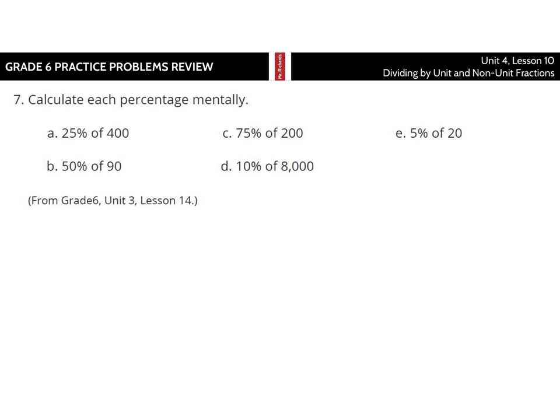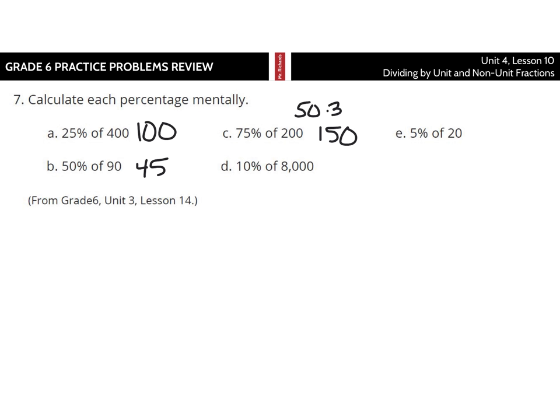And our last question for this lesson, calculate each percentage mentally, 25% of 400. Well, 25% is 1/4. It's dividing by 4, so you'll get 100 here. Half, 50% of 90, well, same thing, right? Half and 50%. Half of 90 is 45. 75% of 200, a little trickier. It's 3/4. Now you could just divide by 4. 200 divided by 4 is 50. And then multiply that by 3 in your heads, in theory, is 150.